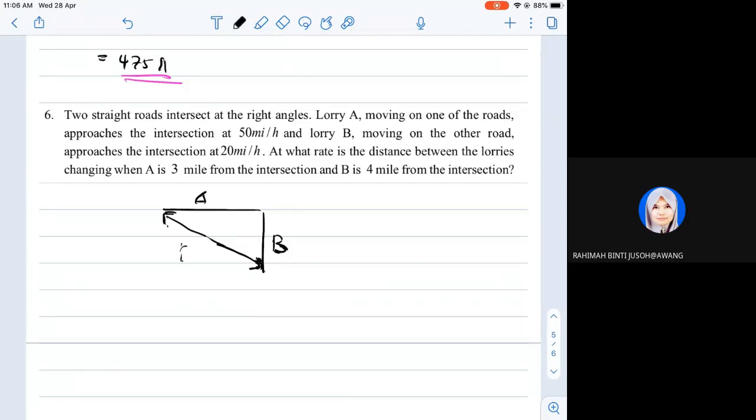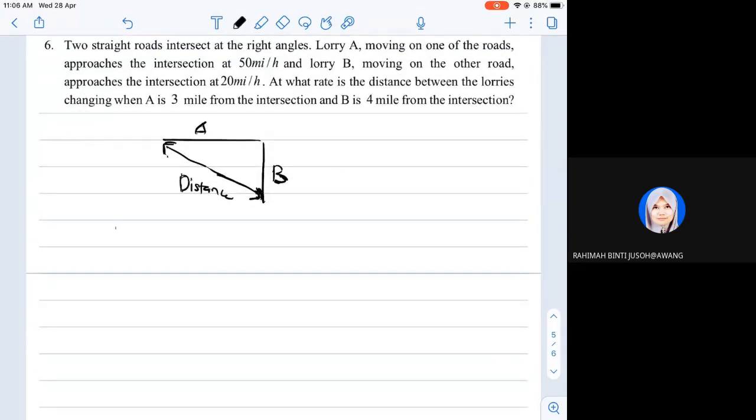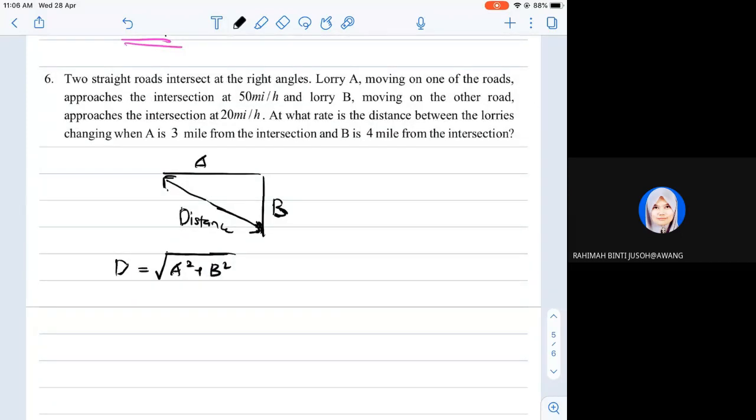So this distance. Okay, guys, what's the formula of distance here? D equals to what? Square root. Yeah. Okay, square root of A squared plus B squared. Alright, so that's our formula settled.